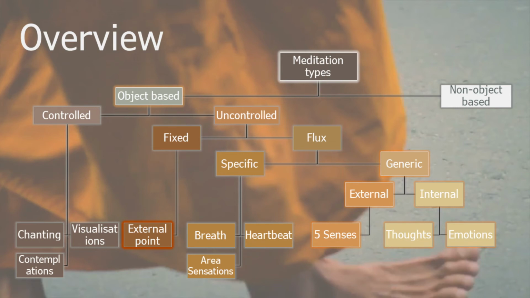So first, categorization is object-based versus non-object-based. In the family of object-based meditation, we have controlled and uncontrolled objects. You could also think of them as created or uncreated objects. Objects which we can influence as compared to those that we can't. Some examples of controlled objects are mantra recitations, visualization, and contemplation, such as koan meditations.